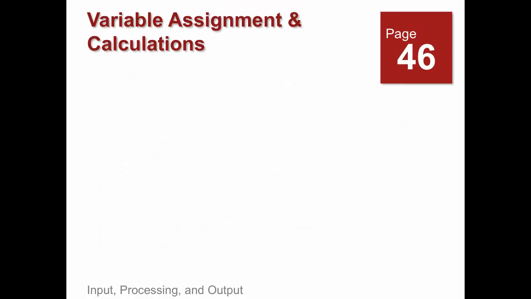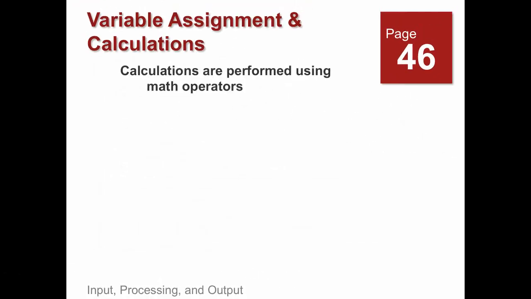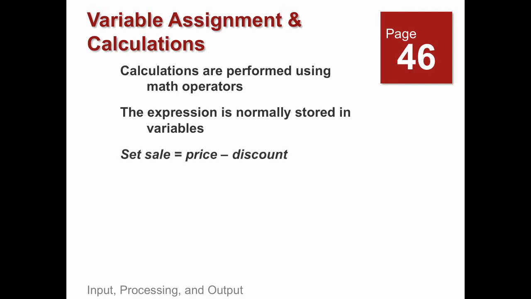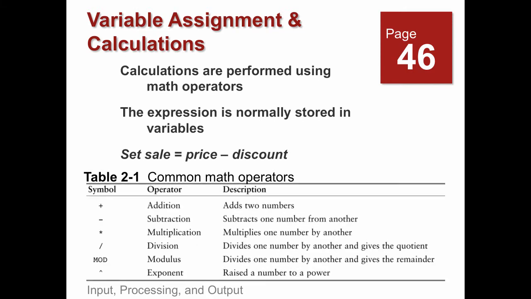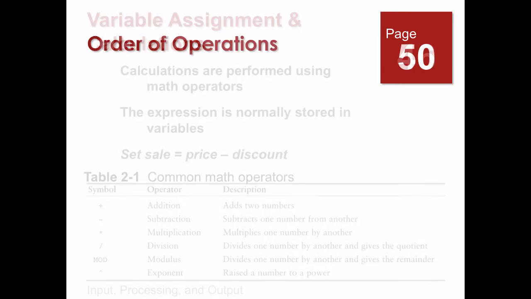Once we've got the variable's input, then we can actually do some calculations, and these are performed by math operators. These expressions are usually stored as variables in memory. So we can say set sale, that's the variable name, equal to price, that's a variable name, minus discount, that's a variable name. And these are called the common operators from math that you've had before. Here's a listing of them. Remember, this is on page 46 of your book.